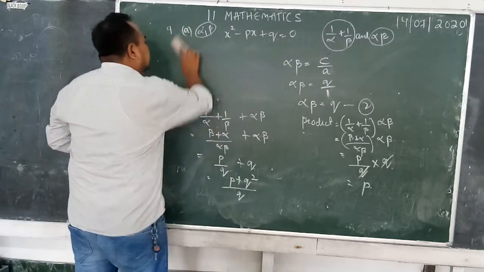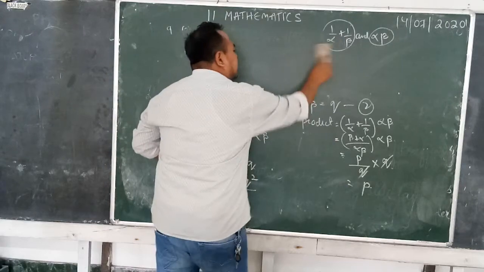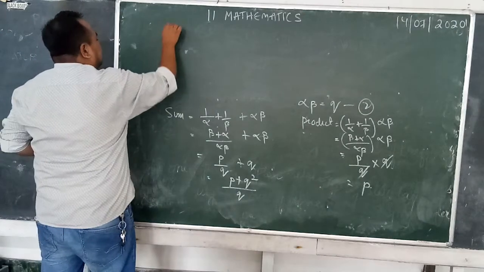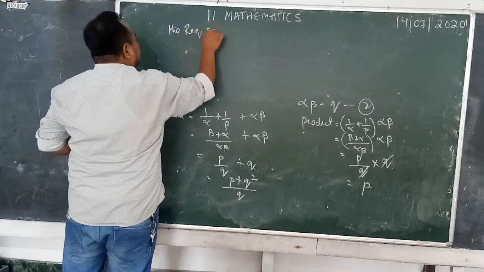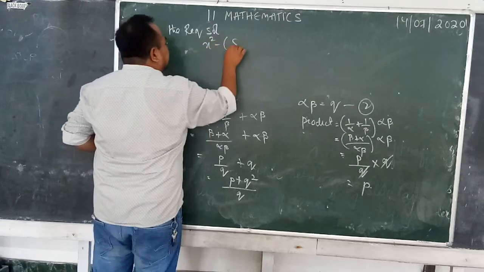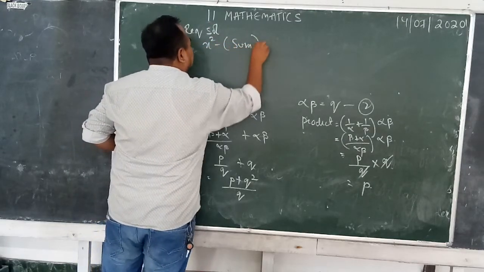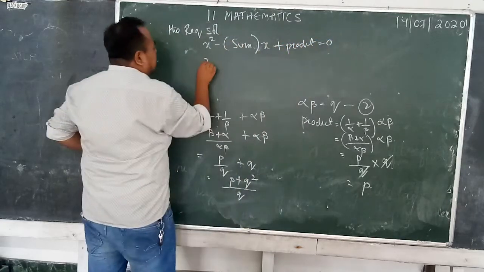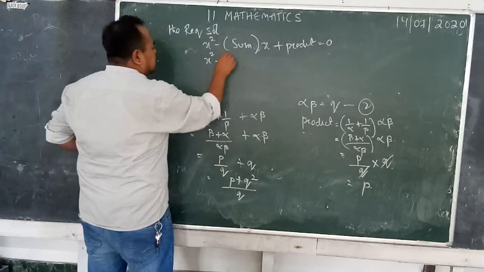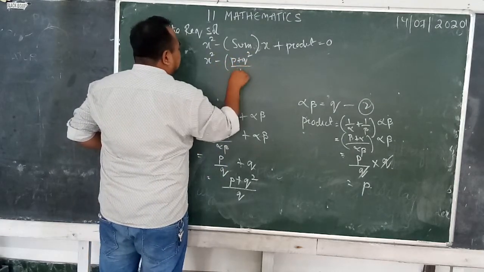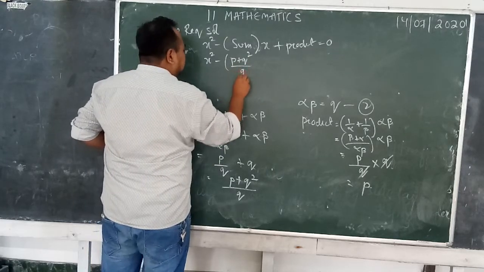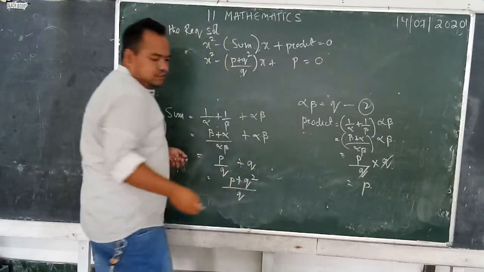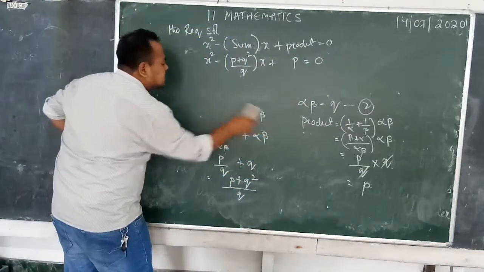Now let me write down the equation. So we have come to the end of the solution of type 1. So what will be the solution? Therefore, the required equation will be x square minus the sum of the roots, you know the formula, into x plus the product of the roots. So this is the formula. So x square minus, what is the sum of the roots which you got? (P plus q square) by q, open bracket x, plus, and what is the product which you got? P equal to 0. You can leave the answer till here, or you can even simplify further.